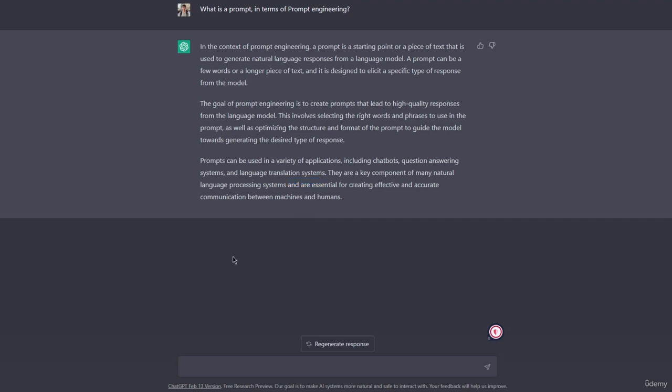So basically, this is what a prompt is. It's just a piece of text you use to talk with the AI. It's your bridge between human intelligence and artificial intelligence, so to say, in a more general way. It's just the instruction you give the chatbot. So it's that easy.